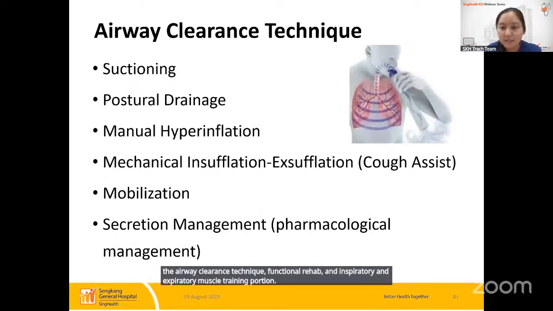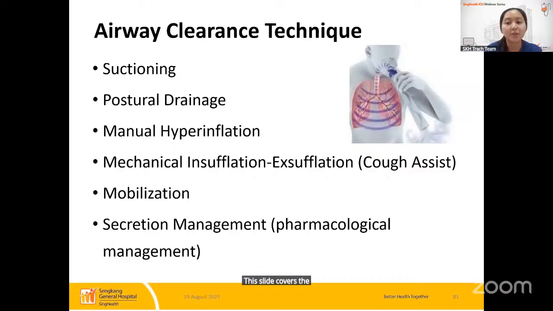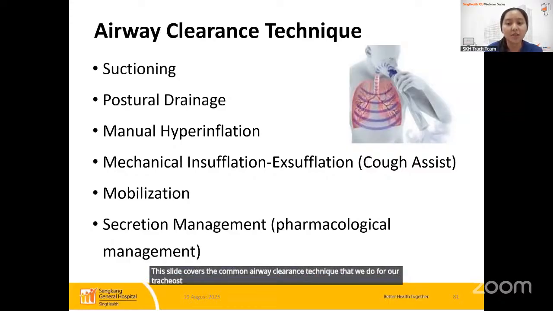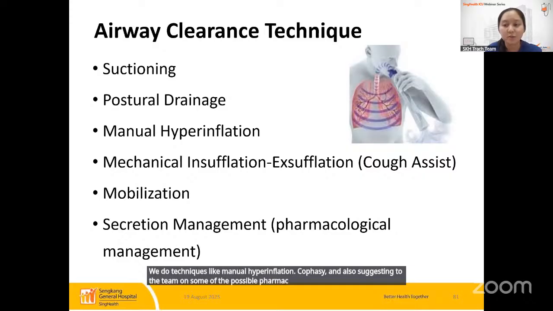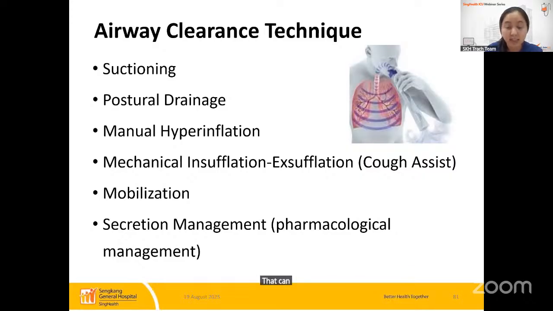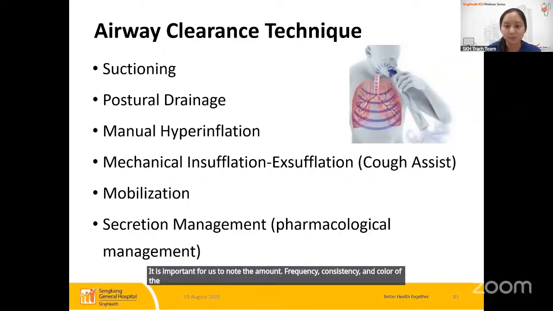This slide covers the common airway clearance techniques that we do for our tracheostomy patients on top of the regular oral and tracheostomy suctioning. We do techniques like manual hyperinflation, cough assist, and also suggest to the team some of the possible pharmacological management that can be used to facilitate secretion clearance. It is important for us to note the amount, frequency, consistency, and color of the secretions too.